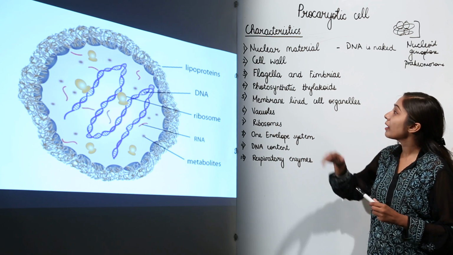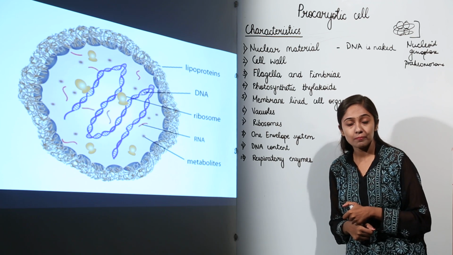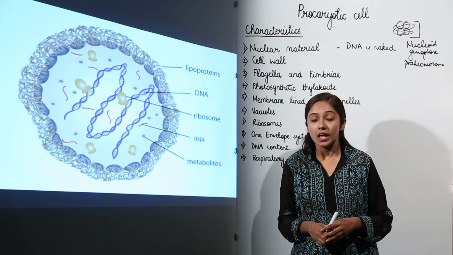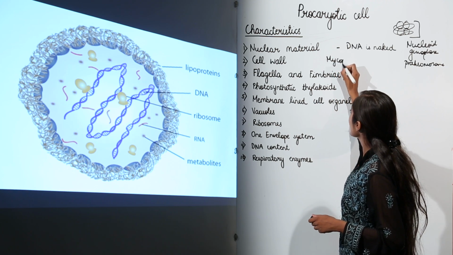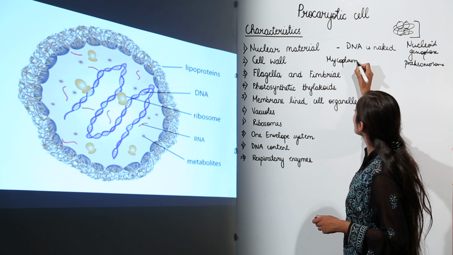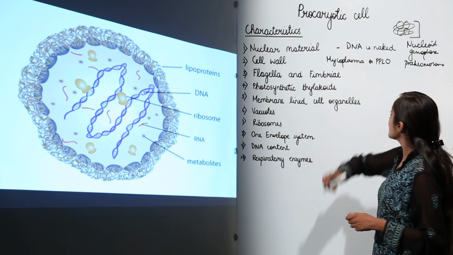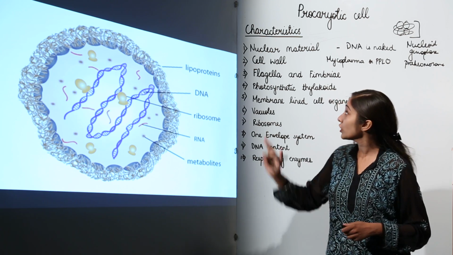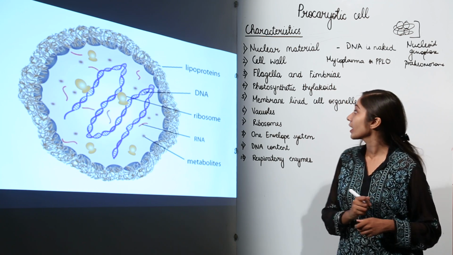Then let's talk about the cell wall. If we talk about the cell wall, then bacteria and cyanobacteria, that is blue-green algae, have a cell wall. But mycoplasma is an exception. Mycoplasma, or you can also call it PPLO. What is PPLO? PPLO is pleuropneumonia-like organisms. So they don't have a cell wall, but a bacterial cell has a cell wall.